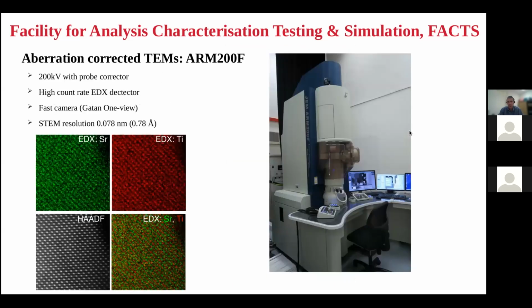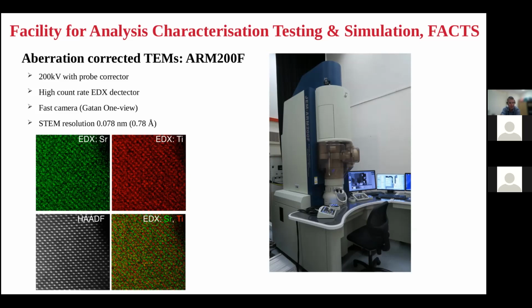What is special about FACTS, or what are the high-end instruments that we have? On this slide, you can see that we have the ARM200, which is aberration corrected. This is the first aberration-corrected TEM that we had in NTU. So what is aberration correction, and why is it so special? Until the late 90s, the resolution of the TEM was limited by its spherical aberration, and so people were not able to do atomic imaging because of this limit.